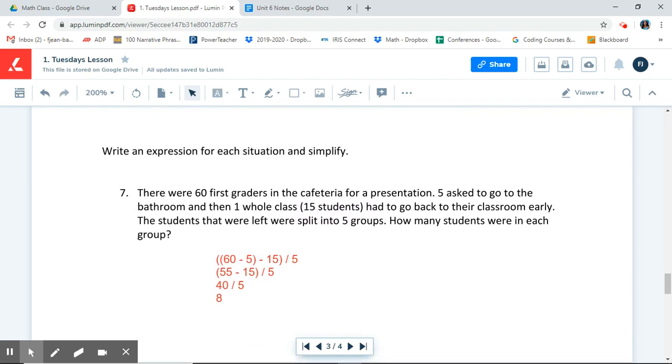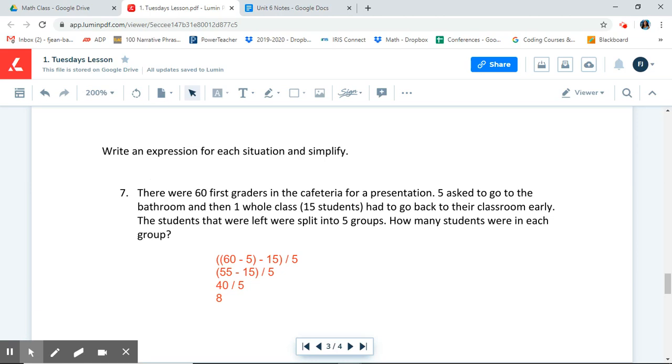For number 7, we're going to write an expression for each situation and simplify. So there were 60 first graders in the cafeteria for a presentation. 5 asked to go to the bathroom, and then one whole class, 15 students, had to go back to their classroom early. The students that were left were split into 5 groups. How many students were in each group?